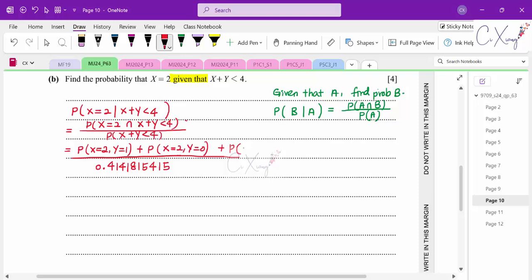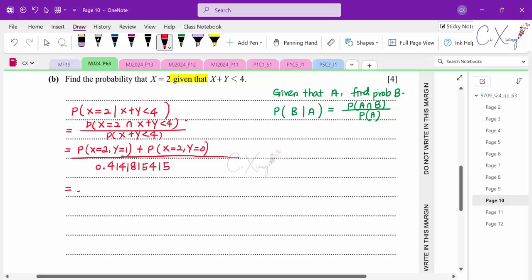Some students ask, can I have x equals 2, then y equals 2? In our calculation, no, because 2 plus 2 gives you 4, equals to 4, but in our calculation it should be smaller than 4. Then y cannot be negative, and x can only be 2. So basically, these are the two possible outcomes for the intersection: x equals 2 and x plus y smaller than 4.